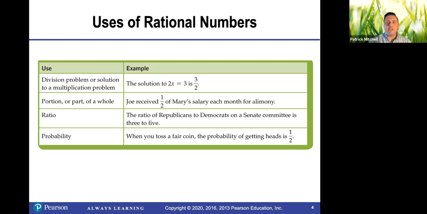Another use is as a ratio. The ratio of Republicans to Democrats on a Senate committee is 3-5. And it's used in probability. When you toss a fair coin, the probability of getting heads is 1/2.